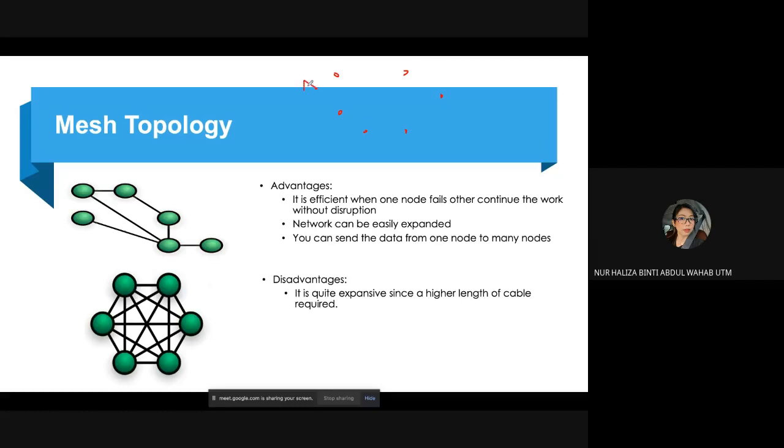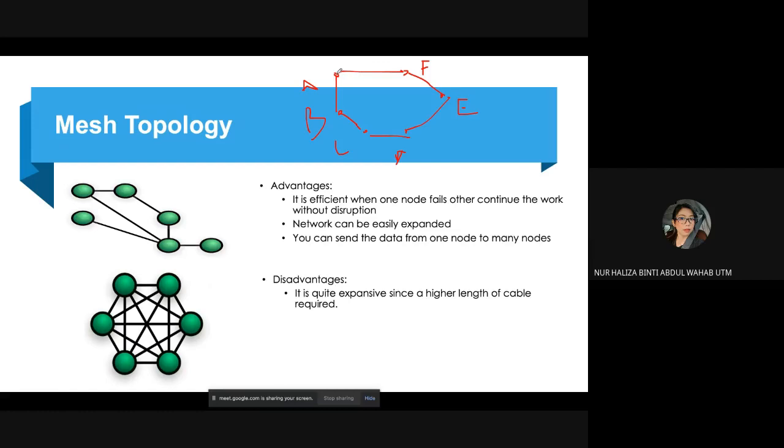You have A, B, C, D, E, and F. So first of all, of course, the very basic, you're going to have a ring connection. So you connect all together using a ring topology.